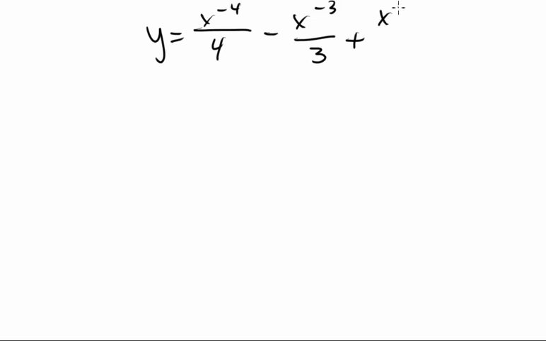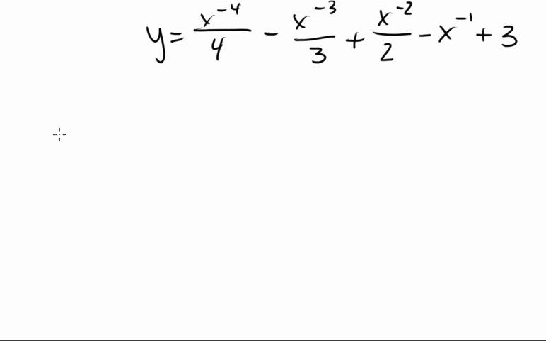All right, so let's go with this one first. We're going to have x to the minus 4 over 4, minus x to the minus 3 over 3, plus x to the minus 2 over 2, minus x to the minus 1, plus 3. So now we're going to take the derivative of this.